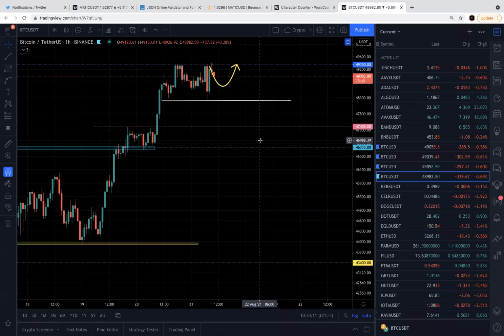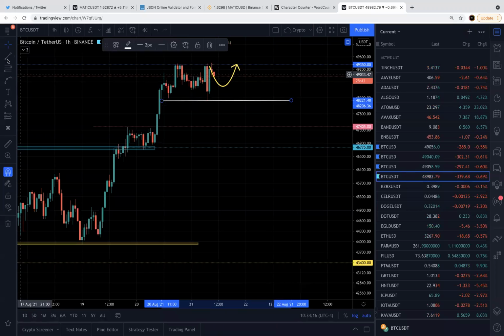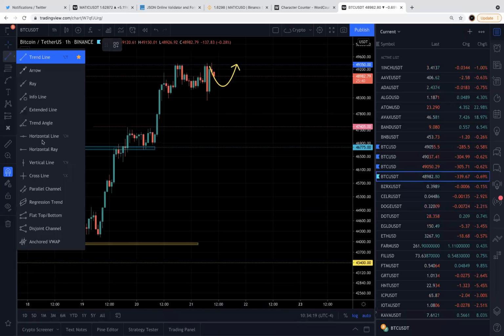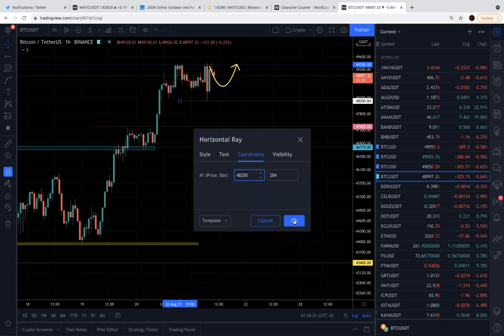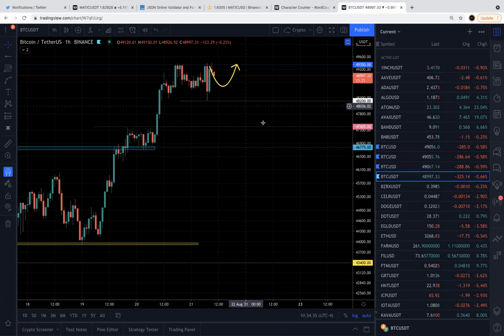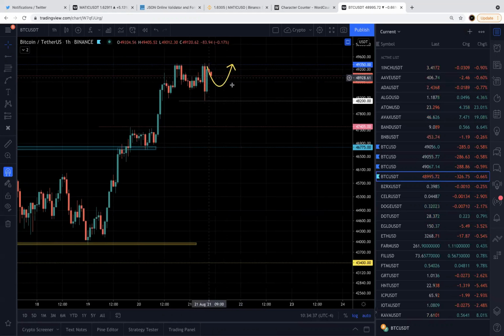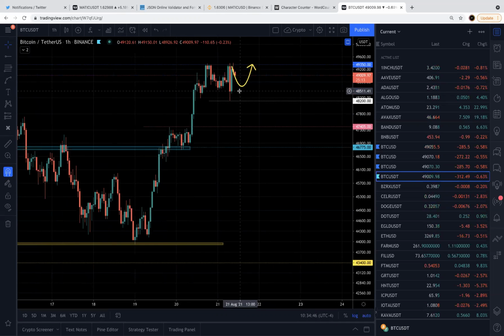Okay, for now, I would say, what is this level? Let me put a price, horizontal ray. Maybe 48200, yeah, a round figure. Because if it goes below this, we'll see. Anything above 48200 is just a consolidation and very short.